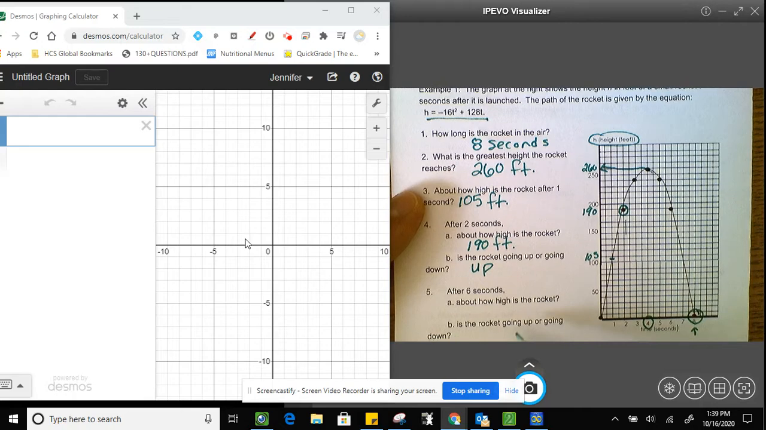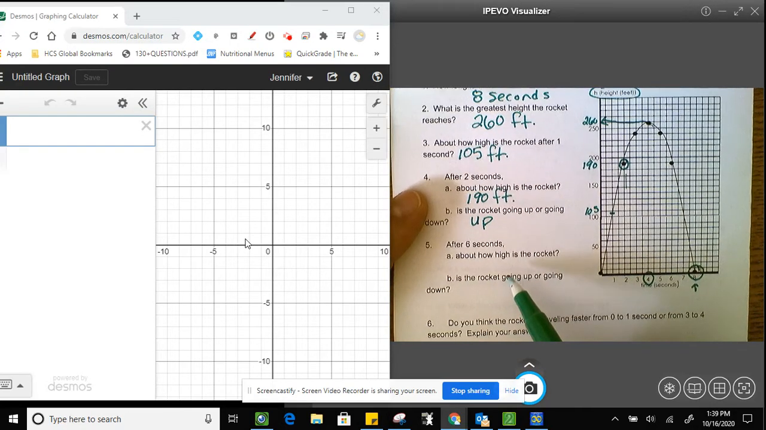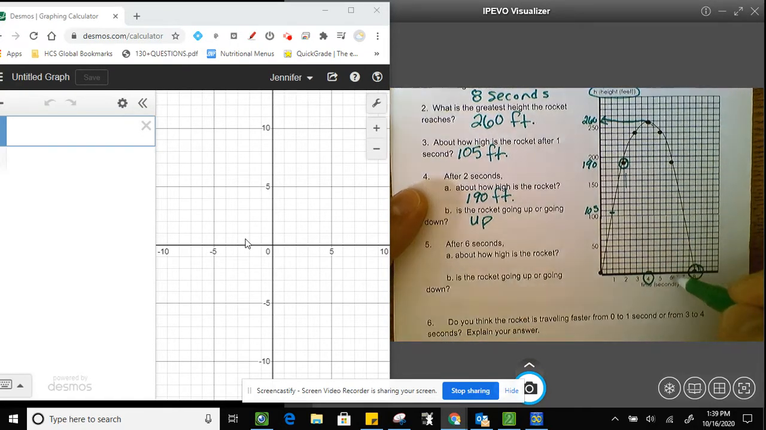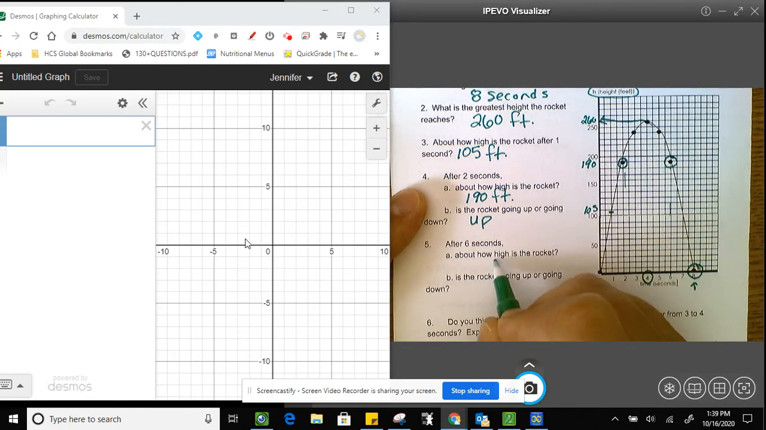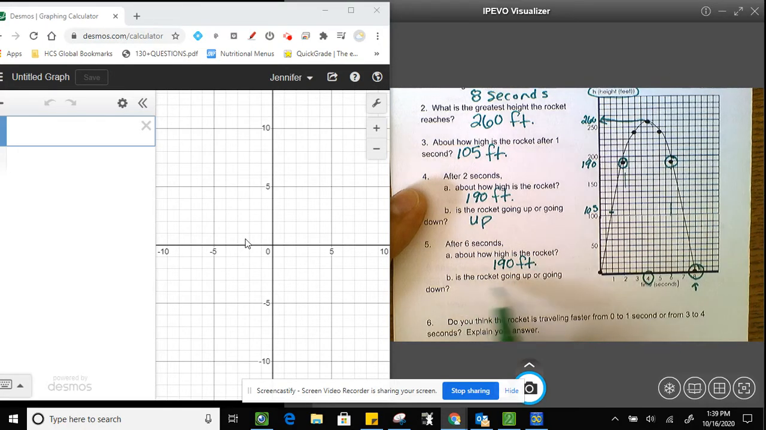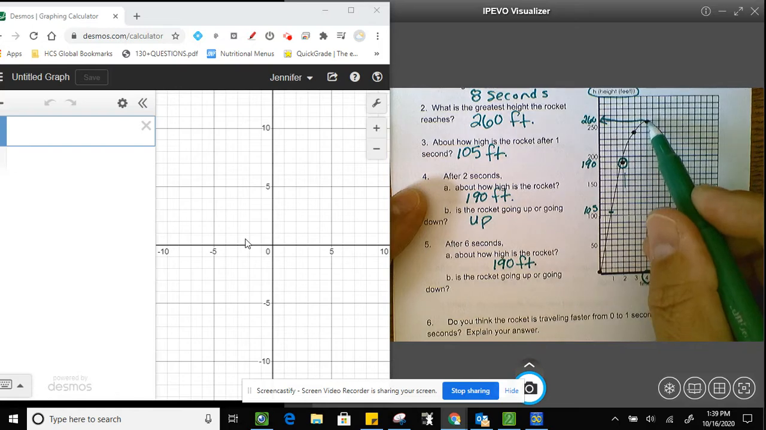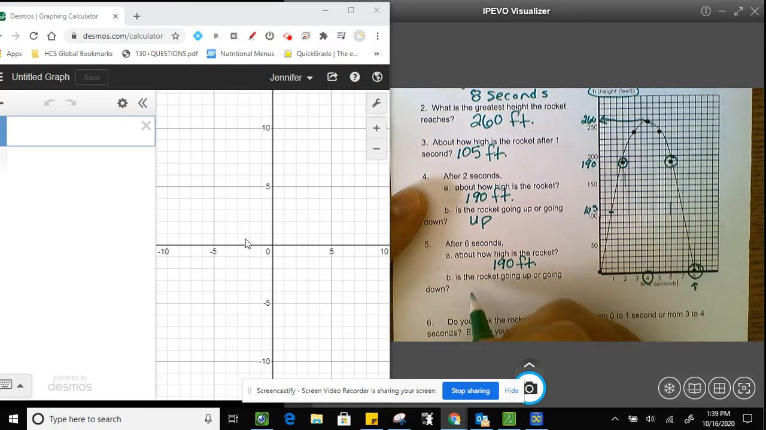So after 6 seconds, about how high is the rocket? So if I follow the 6, I'll see it's right here also at 190 feet. Now on this side, is the rocket going up or down? This is after its turn and it's going back down.